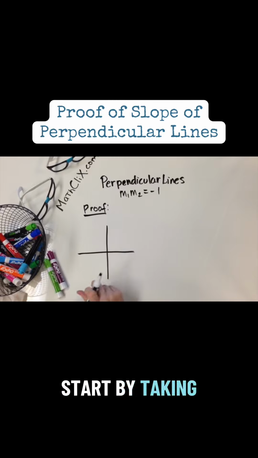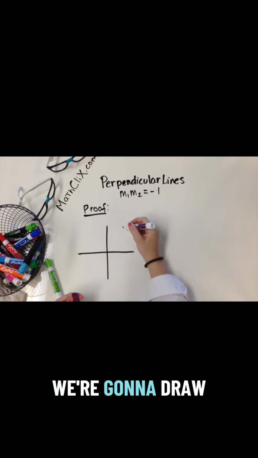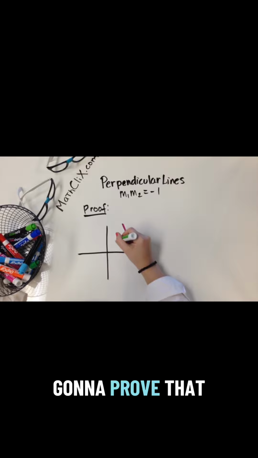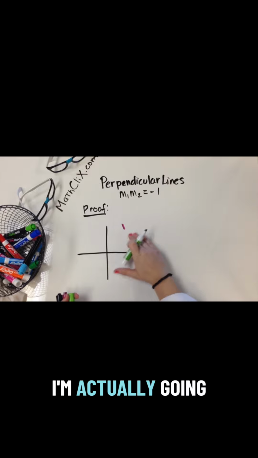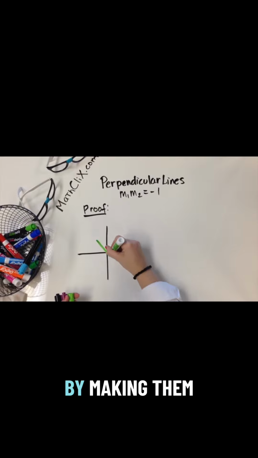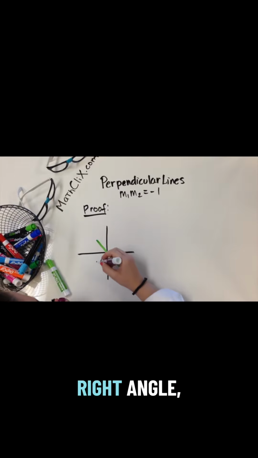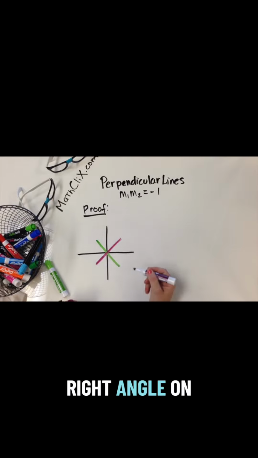We can start by taking any two lines, and you can put them anywhere in the plane. We're going to draw them such that they look perpendicular, and then we're going to prove that they are. So I can start by putting them here, or I can move them here or anywhere I want to. But for the purpose of this proof, I'm going to make it simpler by making them intersect at a right angle, or what looks like a right angle, on the origin.